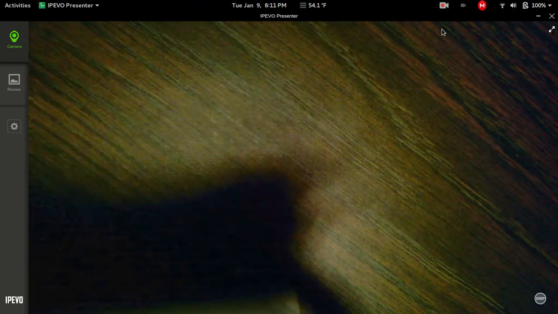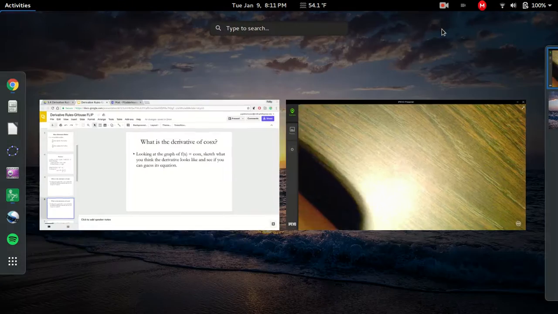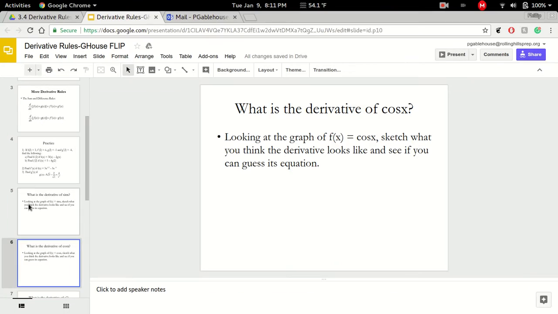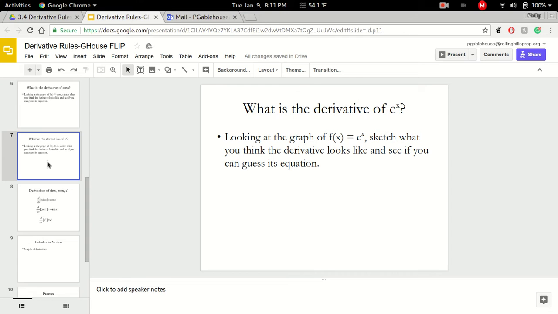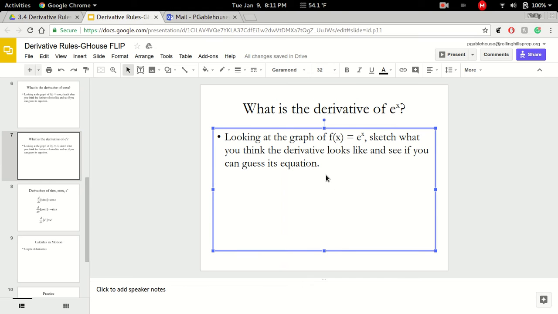Let's go to one more, the last one we've got here, and then I'll give you guys some time to work, I think. Let's take a look here. What is the derivative of e to the x? I will draw you guys a picture of e to the x when we get into class. The quick version of this is the derivative of e to the x is equal to e to the x.